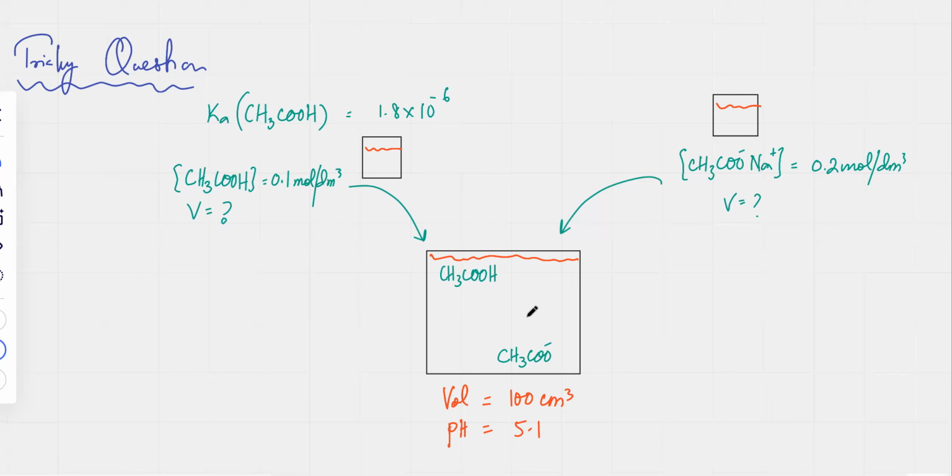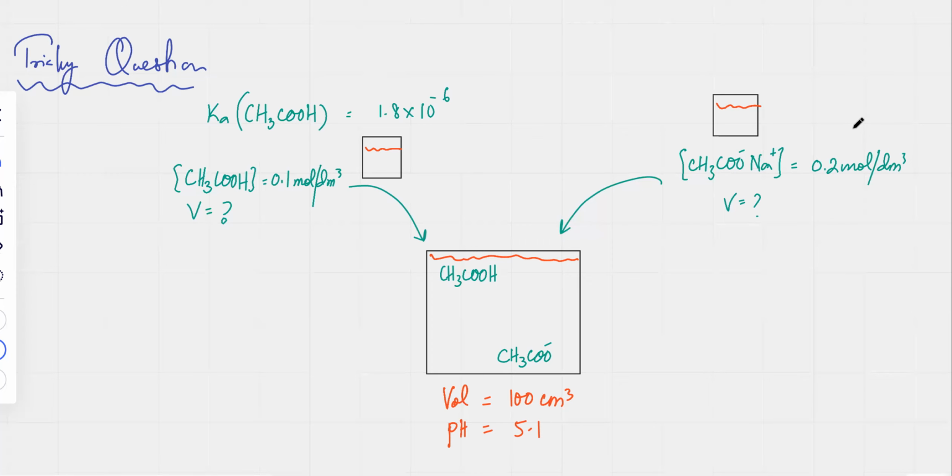Could it be anyone, Bazga? I mean, no change, because it would be the same on both of the sides. Even if you mix it, they're not going to react. This is ethanoic acid, this is sodium ethanoate. There is no reaction between them, okay? Yeah. So the number of moles would remain the same. It's not going to change because there's not going to be any reaction.